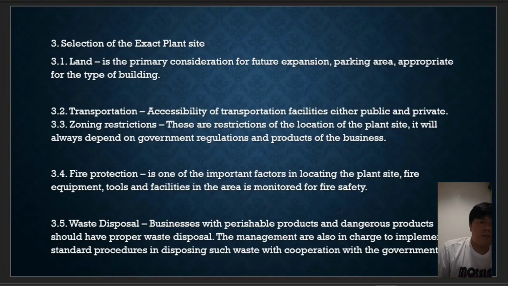Businesses with perishable product and dangerous product should have proper waste disposal and management. They are also in charge to implement standard procedures in disposing such waste in cooperation with the government.